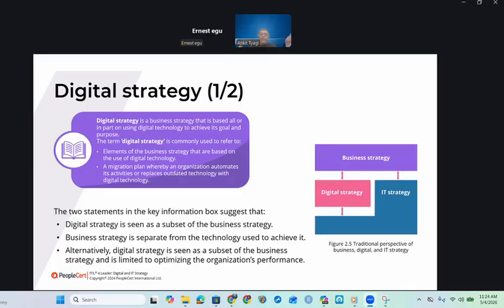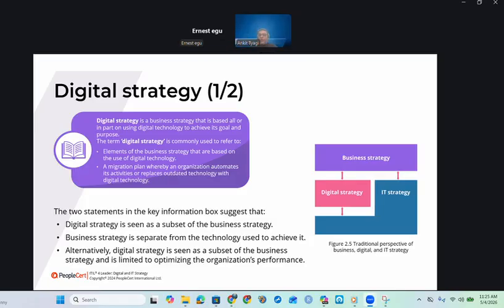The two key information box statements suggest that the digital strategy is seen as a subset of business strategy. Business strategy is separate from technology used to achieve it. And alternatively, digital strategy is seen as a subset of business strategy and is limited to optimizing the organization's performance. Well, to put all that information into simple words, digital strategy would always help the organization by implementing digital technology within the organization to better achieve its goals and objectives or to improve the organization's performance.